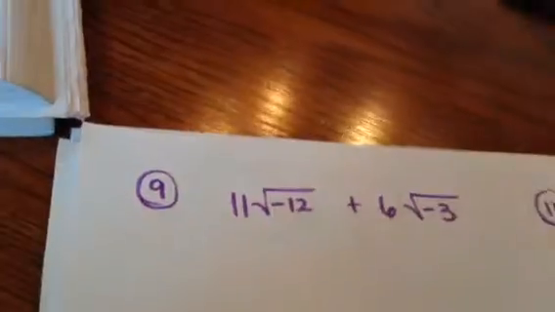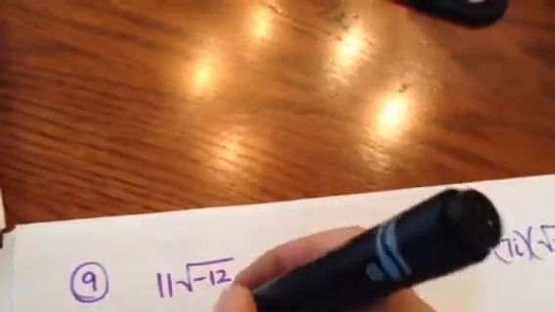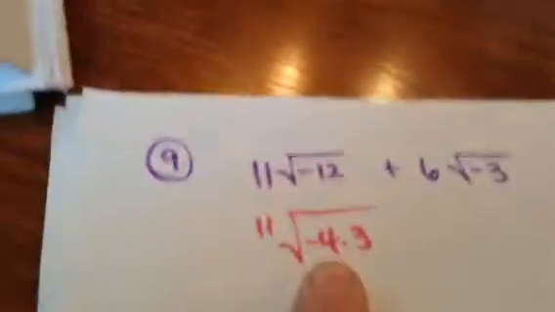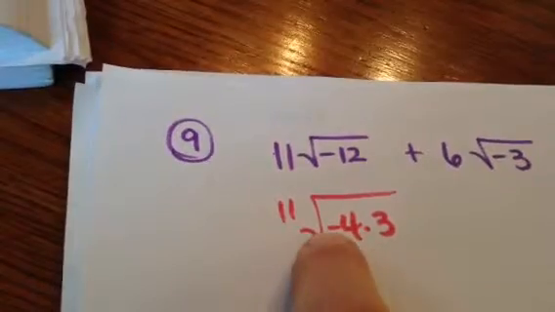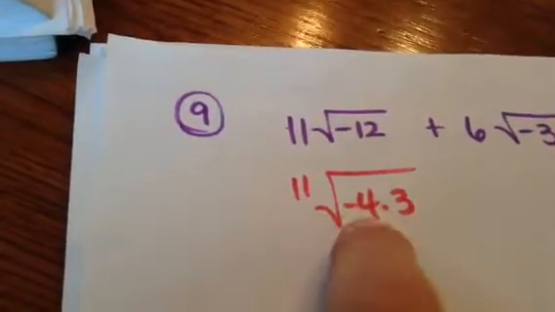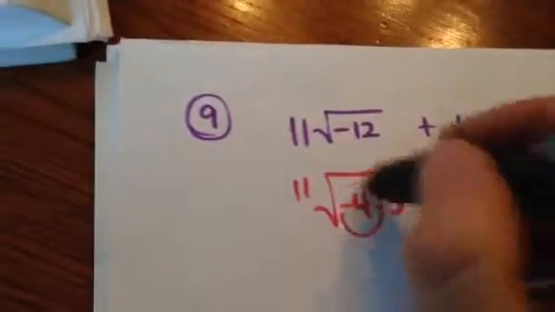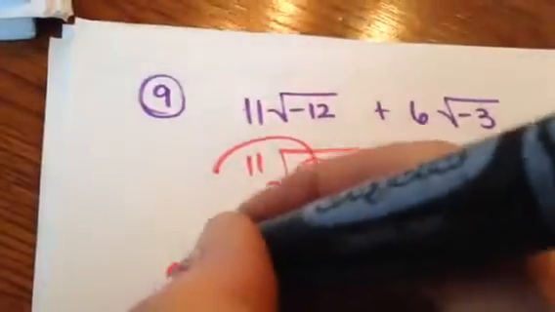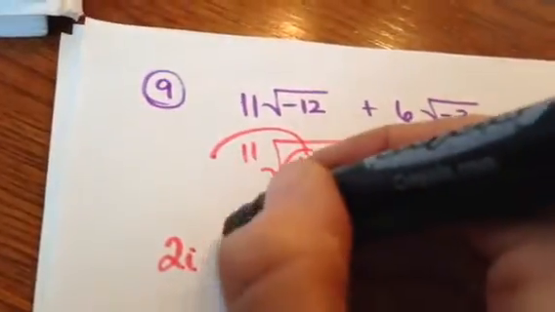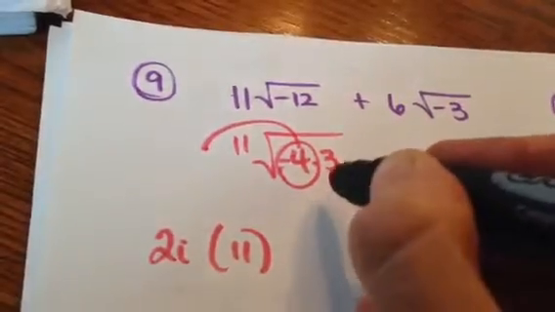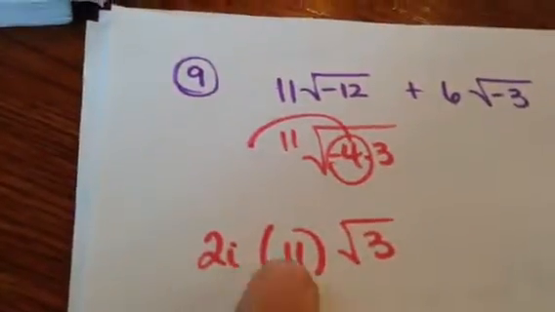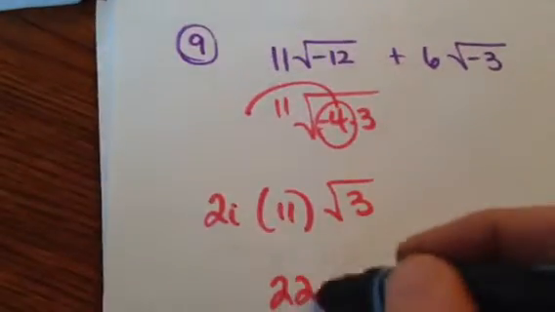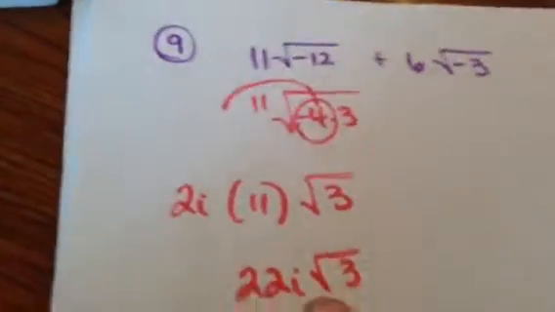Right here, look first of all in number 9, realize I can write this like this, negative 4 times 3. I'm choosing 4 because 4 is perfect. When you pull that 4 out, first of all, the negative is going to become an i. When you pull the 4 out, it becomes a 2. So when I pull this out, it all of a sudden becomes 2i. I still have my 11. And then that 3 is not perfect, so it has to stay underneath. So look what you've got here. You're going to have 22i square roots of 3 right there.